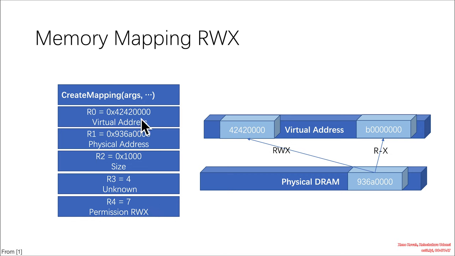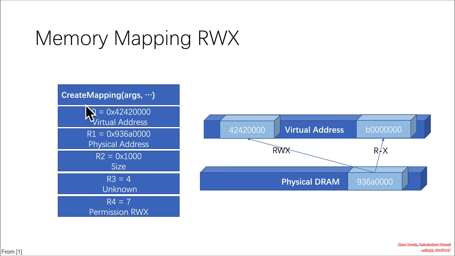And these are basically the arguments to create mapping, which are a virtual address where you want something to be mapped, a physical address that holds the initial code or data, the size to be mapped, some other argument that they don't know, and the permissions of the mapping. So the idea here is that there's going to be a virtual address that is readable, non-writable, and executable, and that corresponds to a particular physical address. And basically they found that this physical address was always consistently mapped to this virtual address.